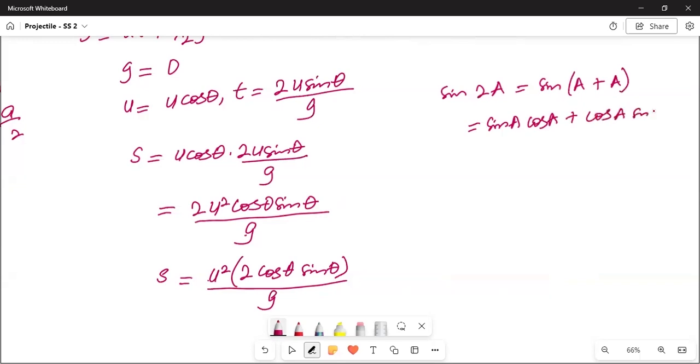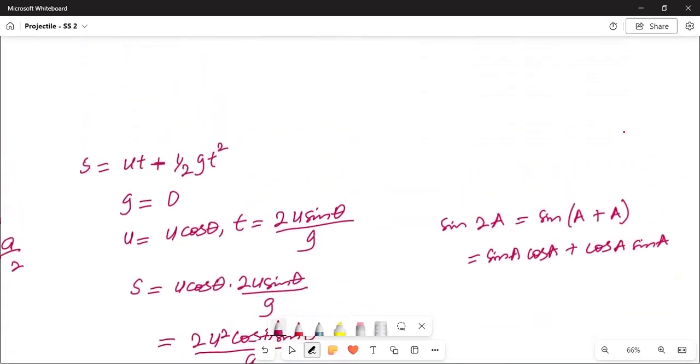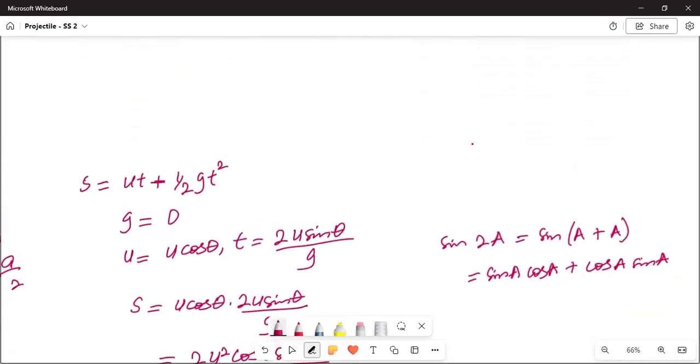A sine A. Now let me use different letters so that I'll drive my point home. Let's assume we have sine of A plus B. The formula is telling us that you take the sine of A, multiply it by the cosine of B, then add the result to the cosine of A multiplied by the sine of B. That is the double angle formula.